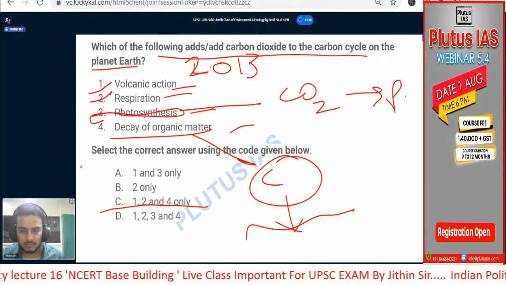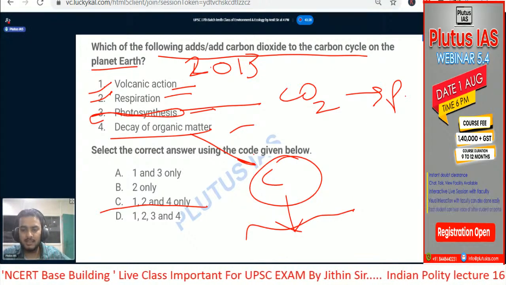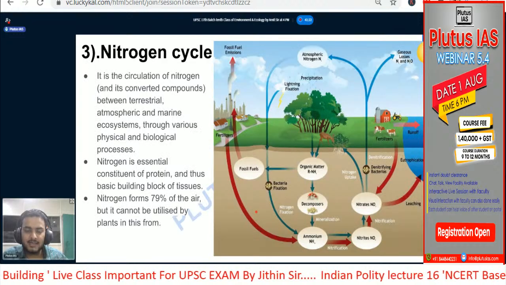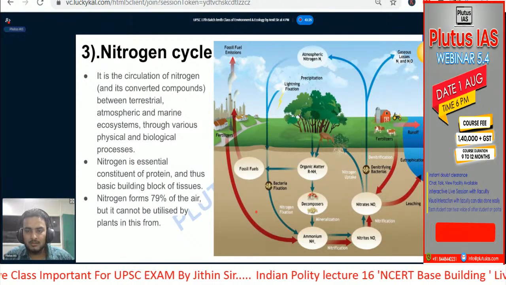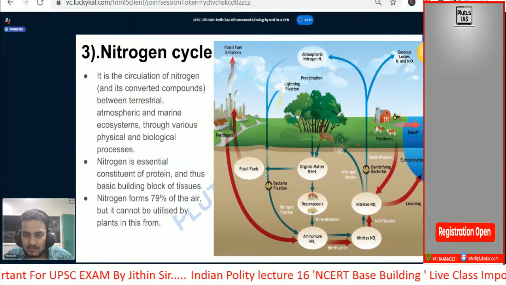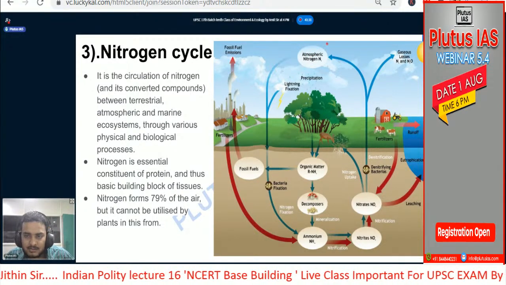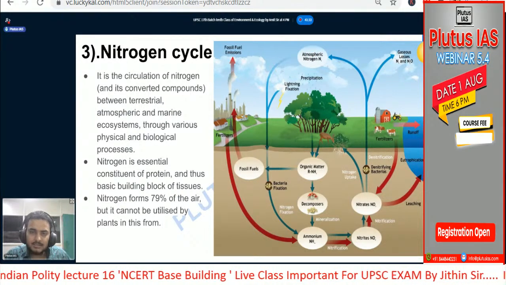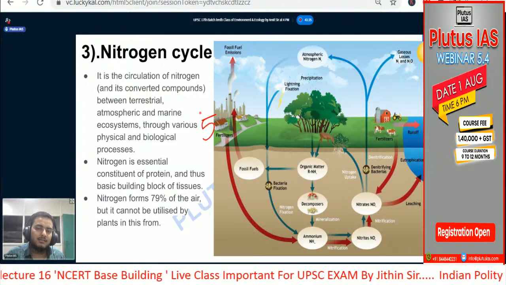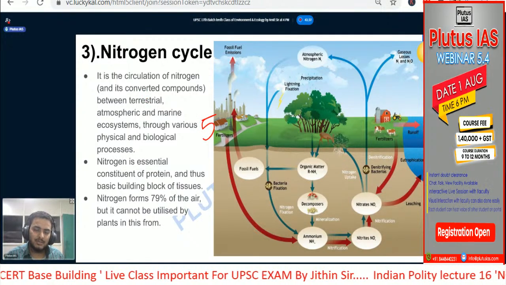Okay, now the next cycle, the next topic, is the nitrogen cycle. Here is the diagram of the nitrogen cycle, though it is not very clear, so let me explain it first. This cycle is completed in 5 stages. Every cycle is actually the same.